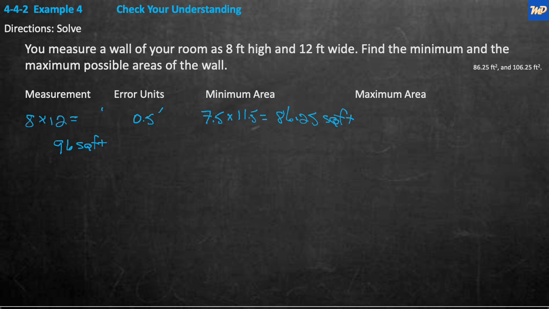What is the maximum? Well, the maximum is going to be the 1/2 a foot added. So it's going to be 8.5 times 12.5, feet and feet on each of those. And that equals 106.25 square feet. Okay, and that's it. It's that simple. You take the lesser bound and multiply, and the higher bound.